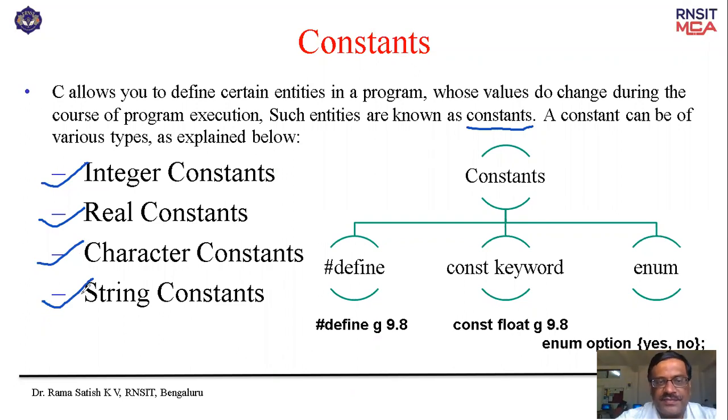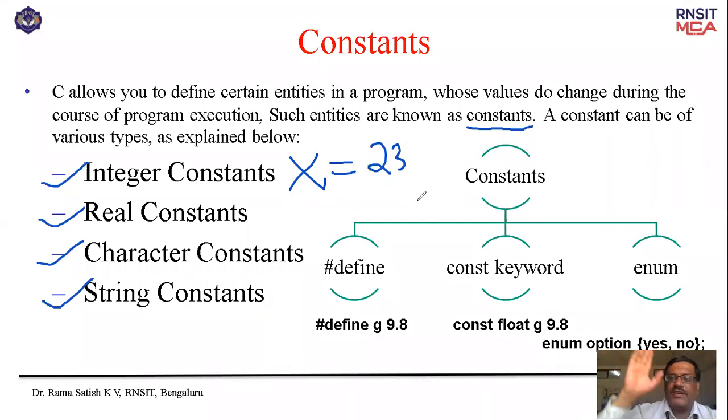If I take, for example, x contains 23. So 23 remains in x throughout the program. It will never change. X value never changes. From the beginning of the program till the end of the program, the x value remains 23 only. Next, I say y is equal to 3.5. It's a constant. So y remains 3.5 throughout the program.